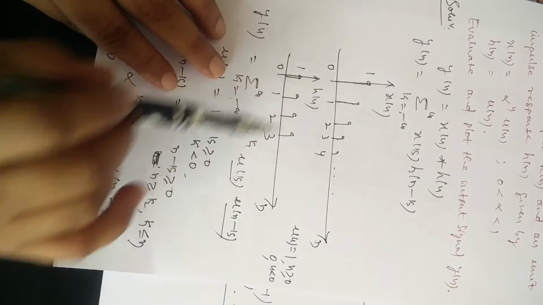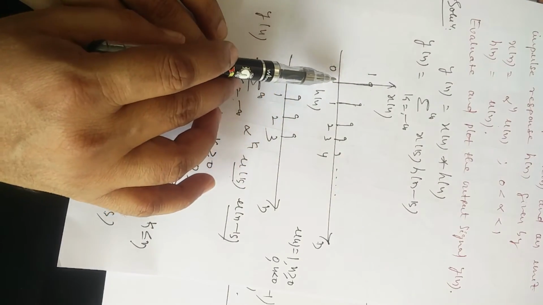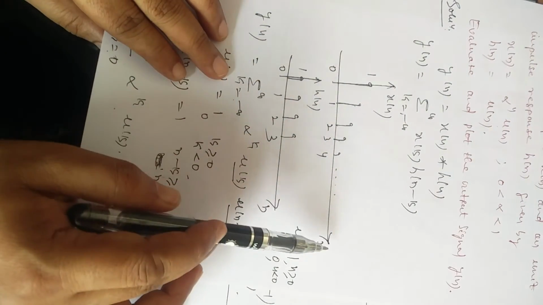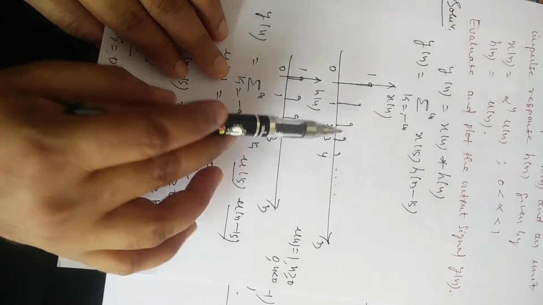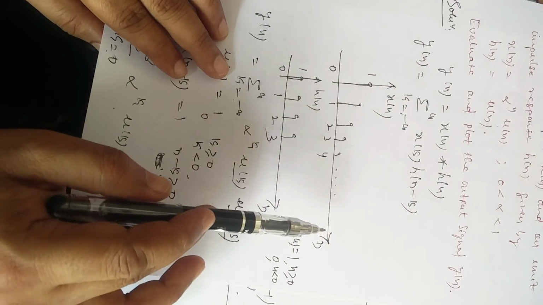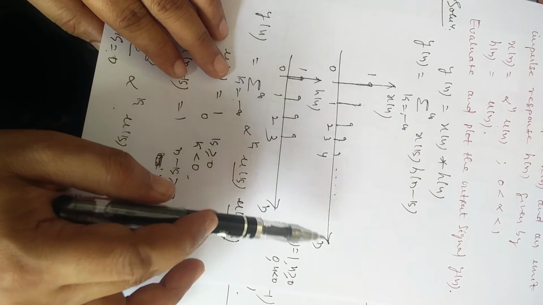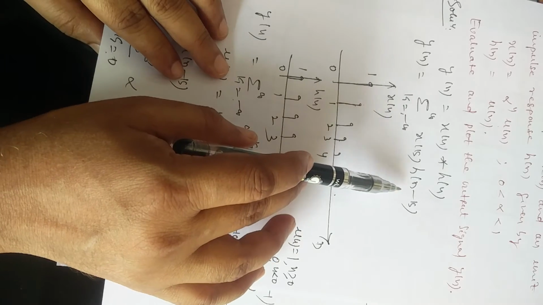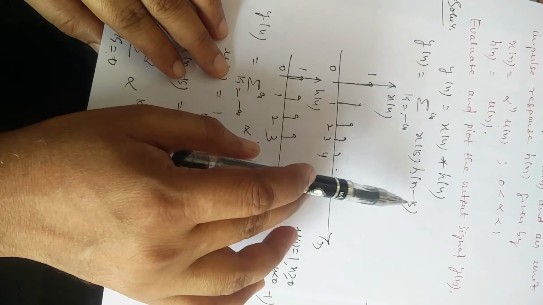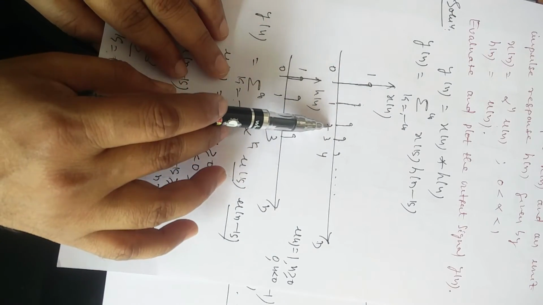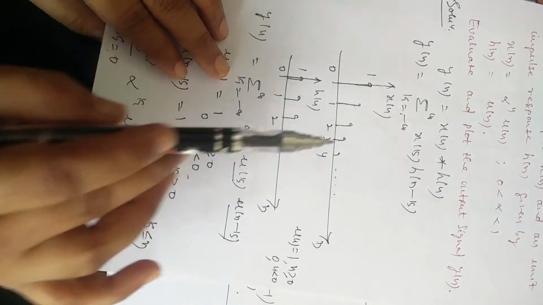Whereas x of n, the input signal, exists from 0 to plus infinity. This is a fixed signal. It exists from 0 to 1. See, when the input is always a fixed signal, the only thing is the impulse response is a moving signal here. To have a non-zero value, the movement of this signal is based on the value of n. This should overlap with this, then only the multiplication is possible.